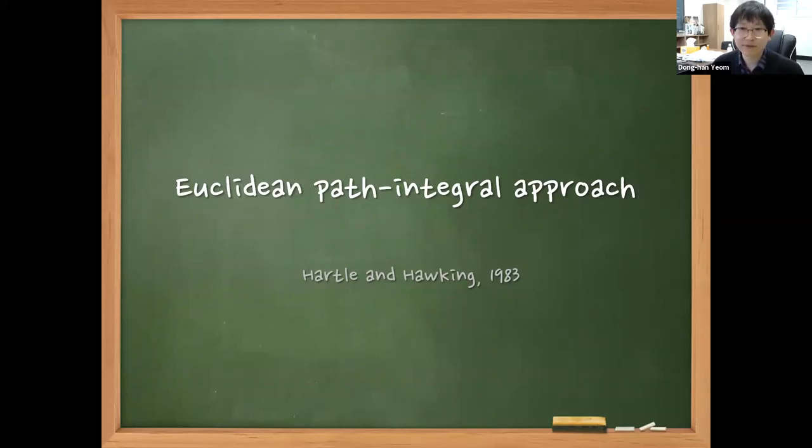Of course, it's a little bit strange, because the paper I first introduce appeared in 1983, and the second paper I will introduce today is the Gibbons and Hawking paper, which was published in 1977. So historically the order is a little bit changed, but I hope you understand.